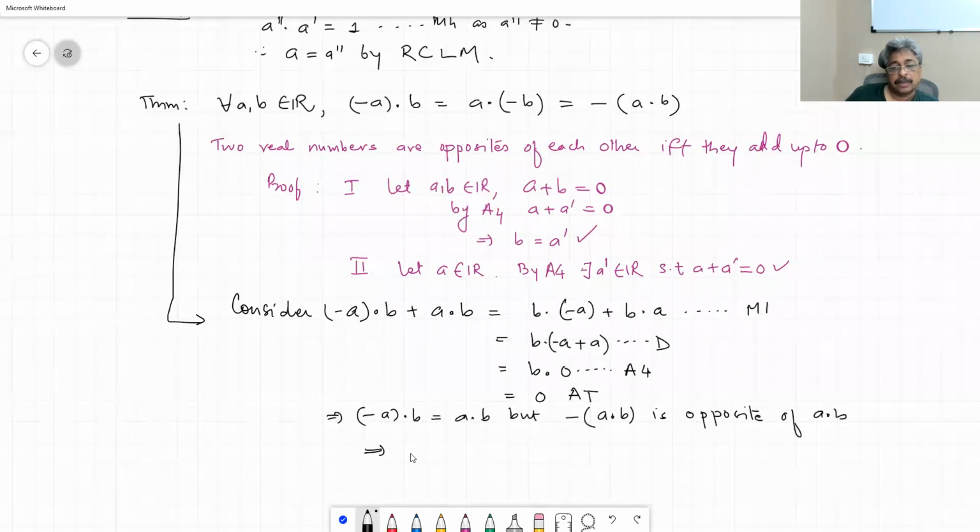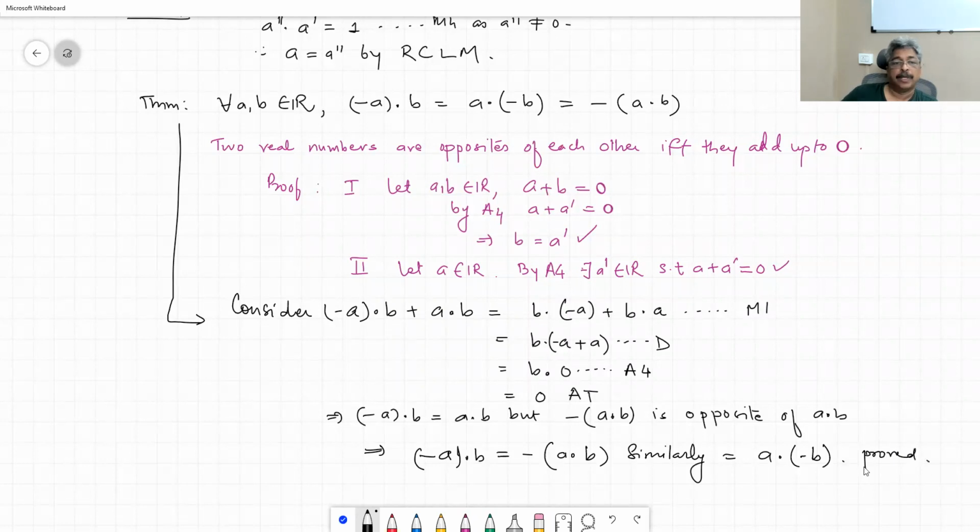This implies opposite of A dot B is equal to opposite of A dot B. Similarly, opposite of A dot B equals A into opposite of B. Okay, so this is important. Two opposite real numbers add up to 0. This is an important corollary.